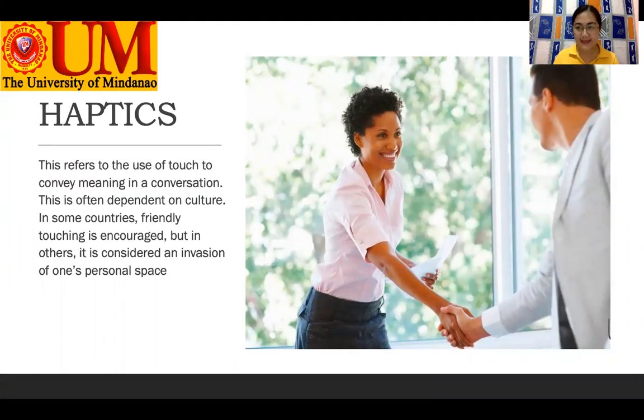Next is haptics. Haptics refers to the use of touch to convey meaning in a conversation. However, when we say haptics, that depends on the culture of someone. Because in other cultures, touching is okay. However, in other cultures, it is rude. It is not okay. So you have to know the background or the culture of the person first before you do something. Before you touch him, before you shake hands, before you hug, before you touch his head or his hair. So that is haptics.